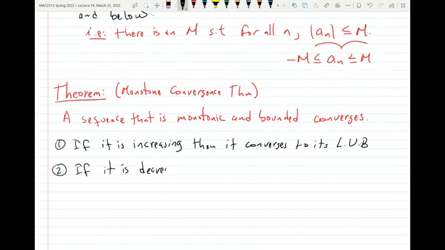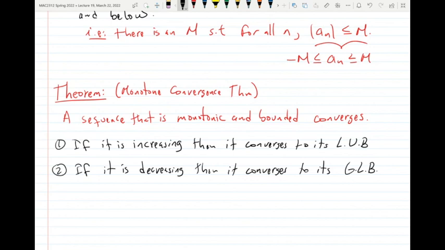If it is decreasing, then it converges to its greatest lower bound. Okay, so that's the monotone convergence theorem.